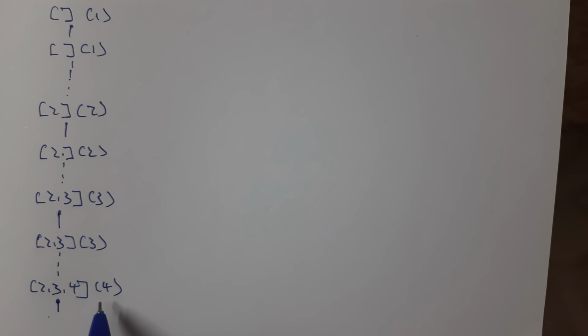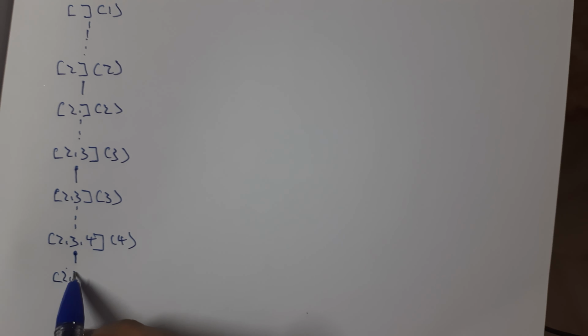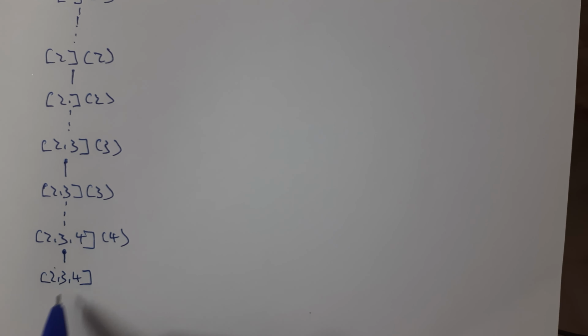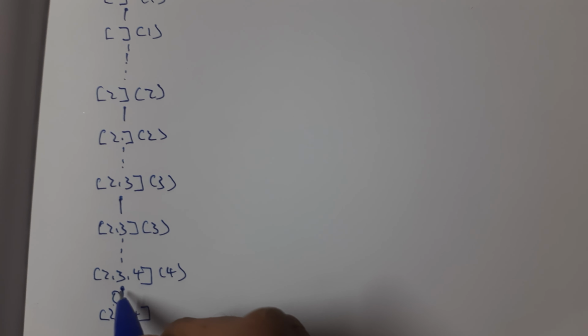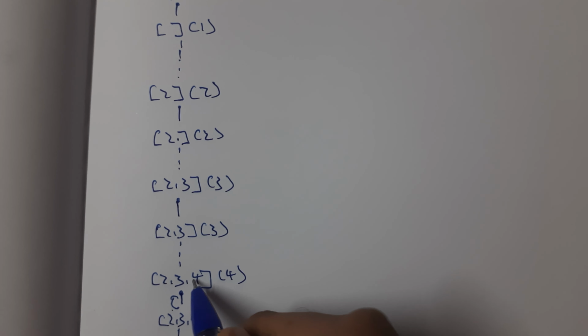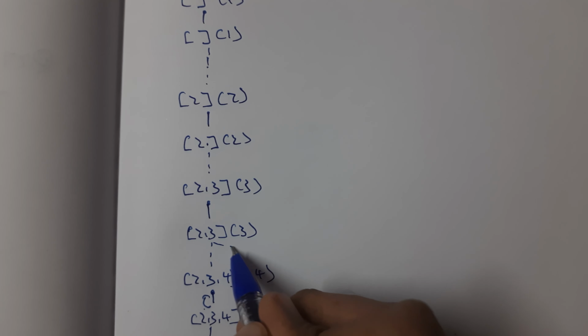At the next function, the input parameter is 4. So 2, 3, 4 is printed. Similarly, we revert back. When we revert back, we see that the function part is over and we pop the last element, which is 4. So what is left here is 2, 3.